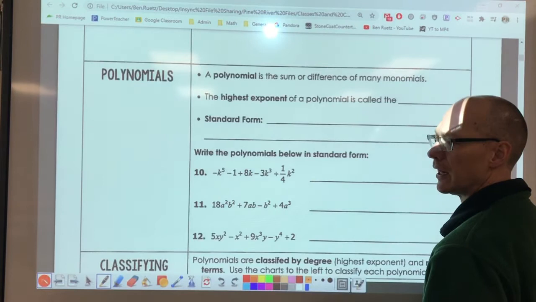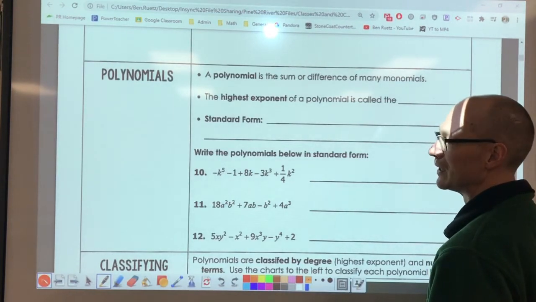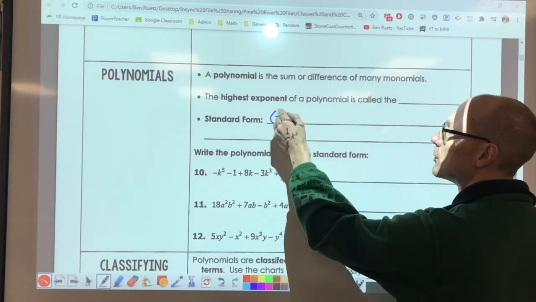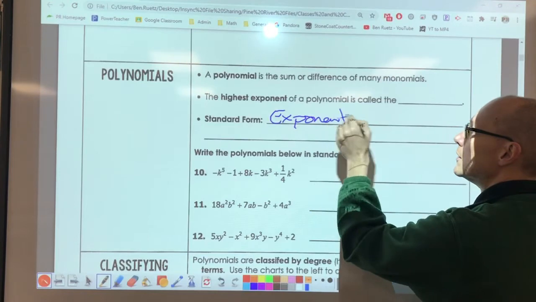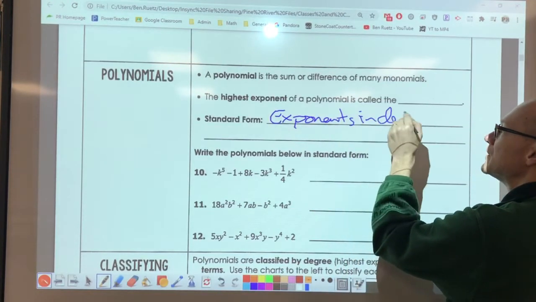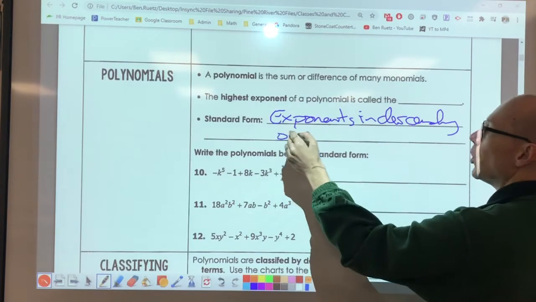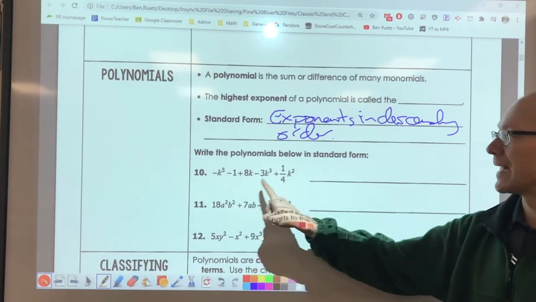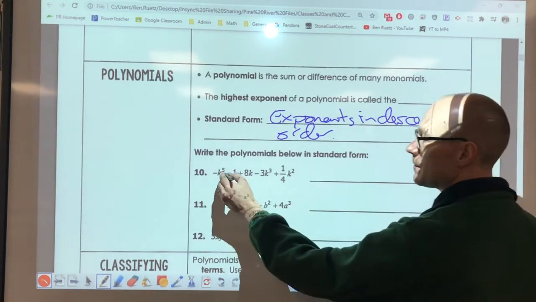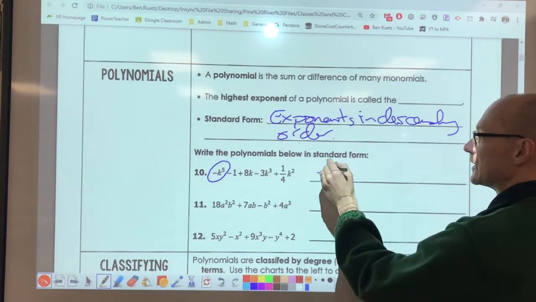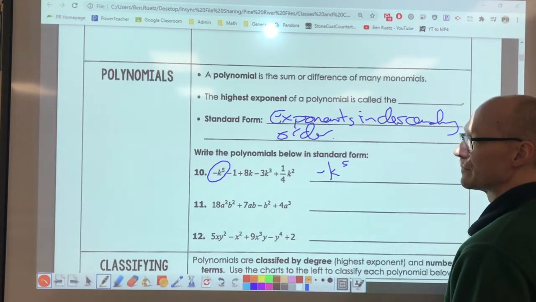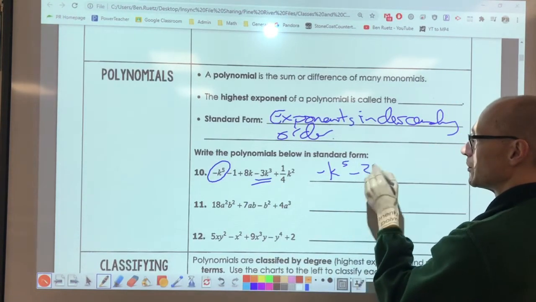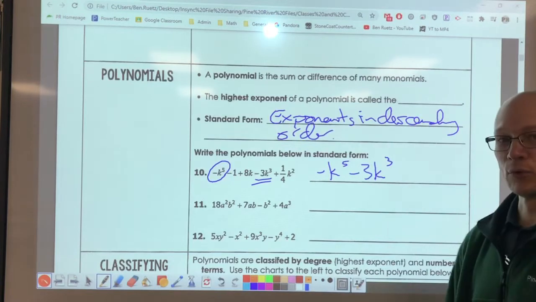I don't know if we'll have an example of this quite yet. But standard form is exponents in descending order. Right? So keep that in mind. So when you look through this right here, what is the highest exponent of the k that you see? You see the opposite of k to the 5th. And then you look, there isn't a 4, that's okay, but we do see here's a 3, so 3k cubed, and so forth and so on.